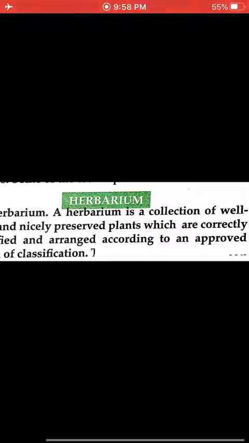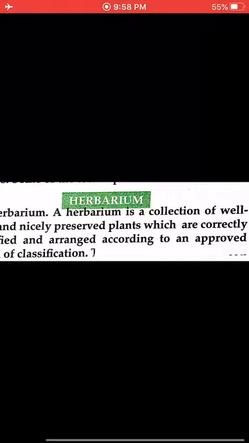Those dried plants are pasted or mounted on a sheet of paper where the label is given: the name of the species, its classification, everything is given on that sheet. Then these sheets are stored properly, and they are kept in the almirah. This is how a herbarium is prepared.